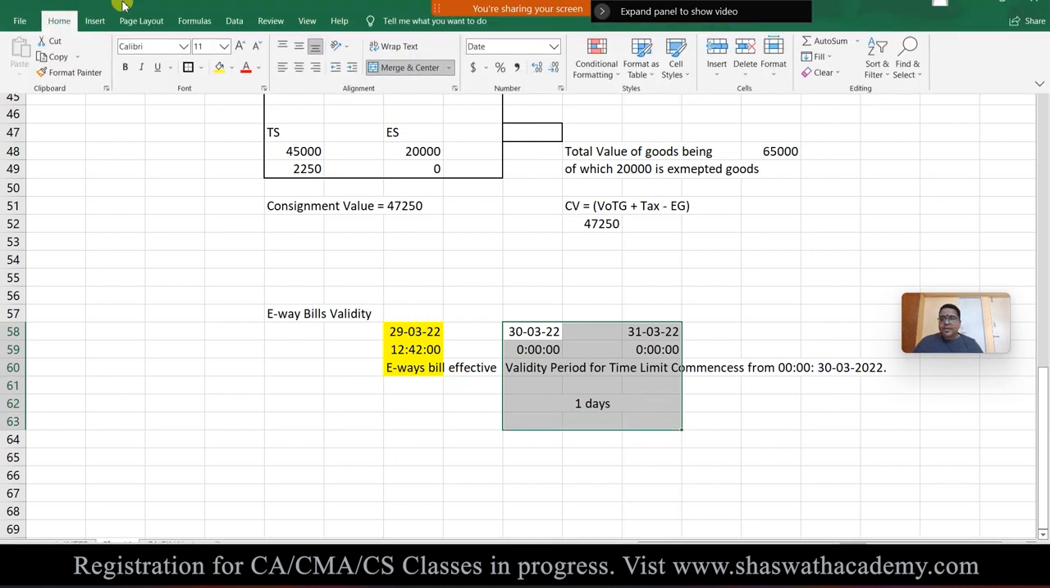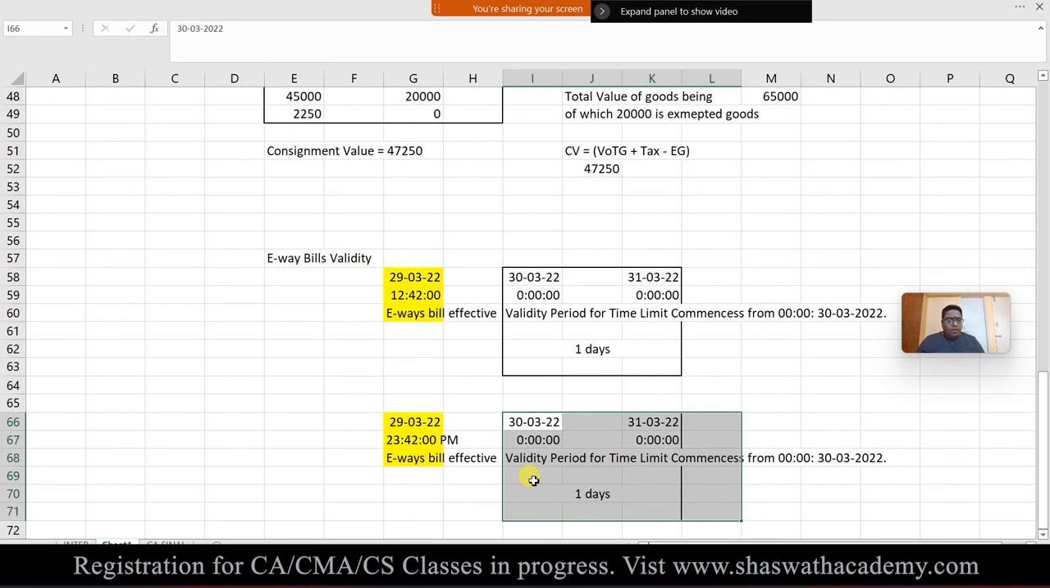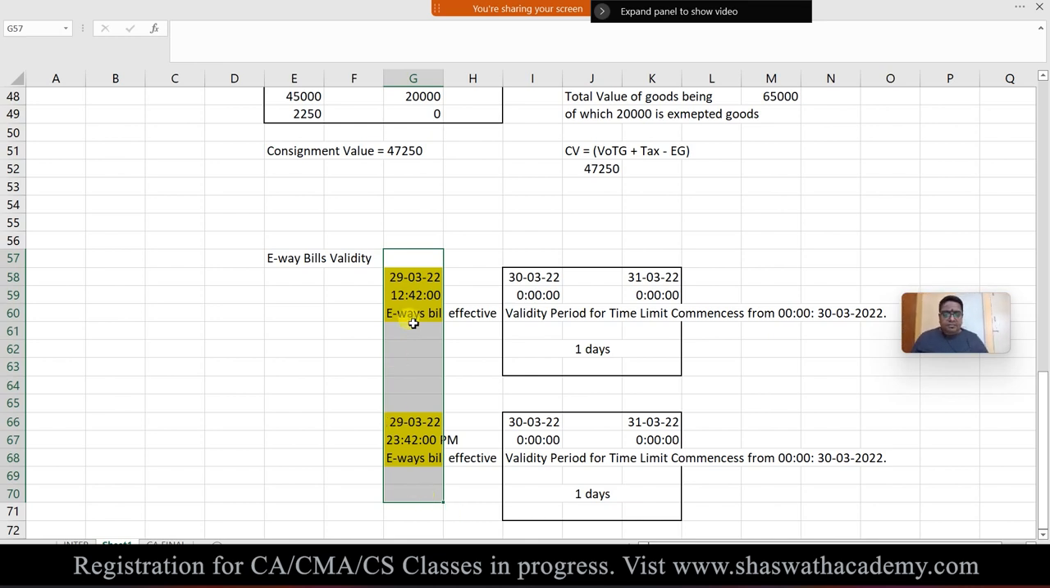Guys, are you all comfortable? It's very tricky, but if you concentrate, it is nothing great. Very simple. Try to generate the e-way bill early in the morning so that you will have a buffer of some 15-20 hours. Sir, what will happen if I raise it at night, 23:42? Are you able to get it, my dear? It is effective from 23:40 and the same thing will squarely apply. What is the difference between the two timings, sir? Nothing but buffer timing. Extra timing you get if you generate the e-way bill early in the day.